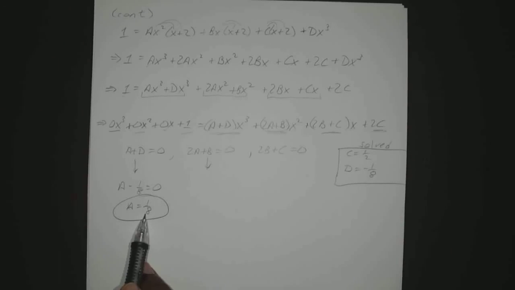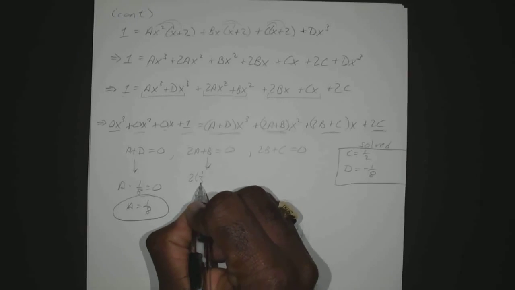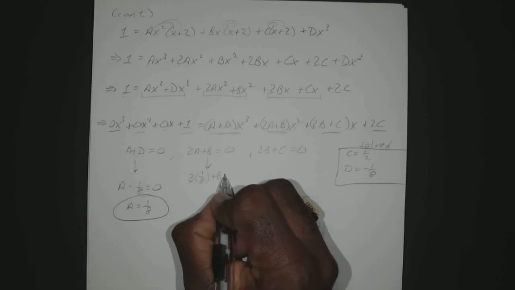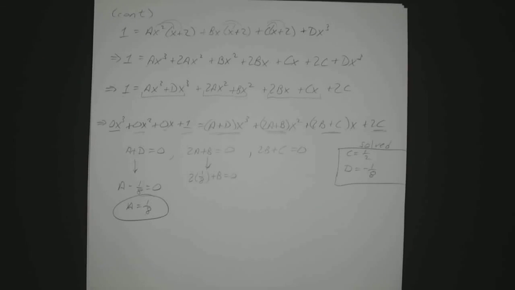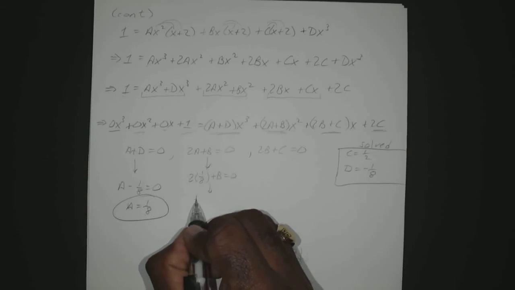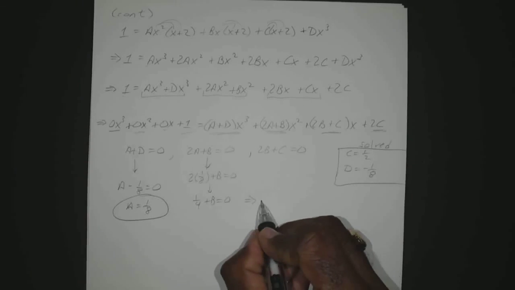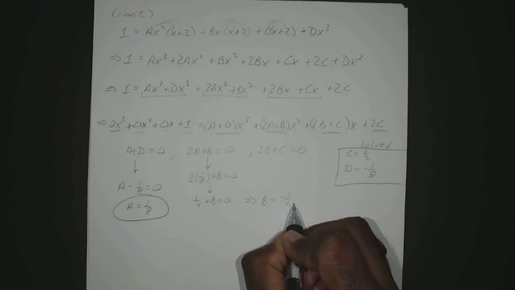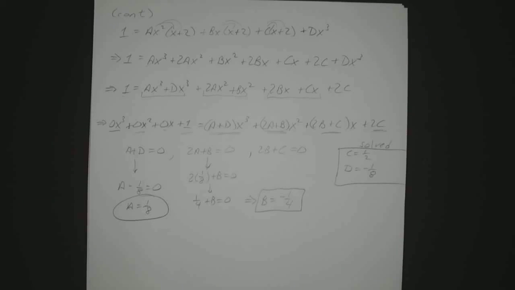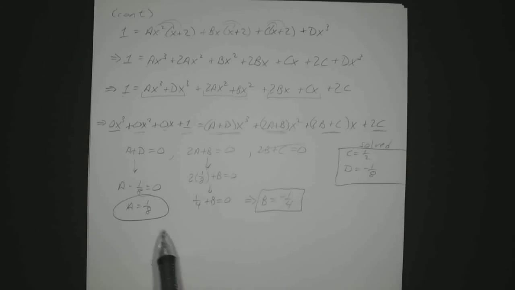Okay, so we know a is 1/8. So 2a, or 2 times 1/8, plus b is equal to 0. If we call that 1/4, then 1/4 plus b equals 0, so b is equal to negative 1/4. We already have c, so we can ignore that one. So we have our a, our b, our c, and our d.